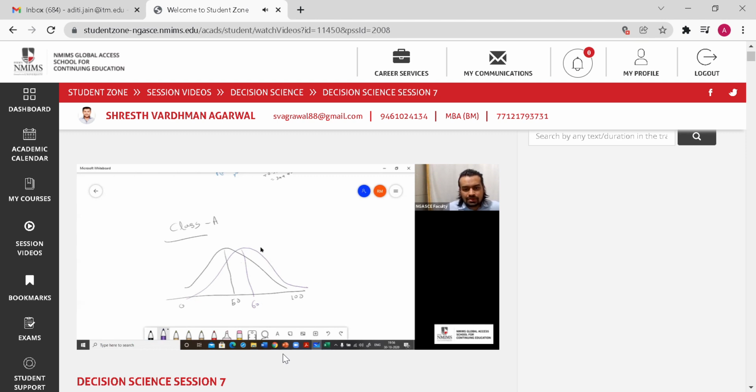Can you observe the shift in the curve? The curves do not coincide because the location of curve A is to the left of curve B. Why? Because in class A, the average marks are less than the average marks of class B. So this way, the average decides the location and the standard deviation decides the shape. Okay, mu decides the location.